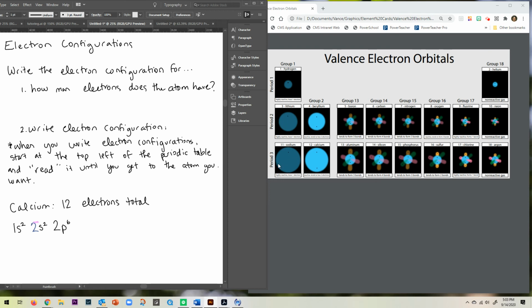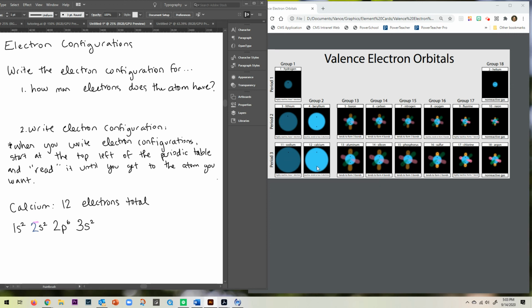Now, boom, I go to my next energy level. And I know that I'm in my s orbital. And to get to calcium, I have to fill my s orbital. So I have to have 2 electrons in that s orbital. And then I'm there. I'm not going to keep reading because I already got there. So now I'm going to write 3s2, third energy level, s orbital, and there are 2 in there.